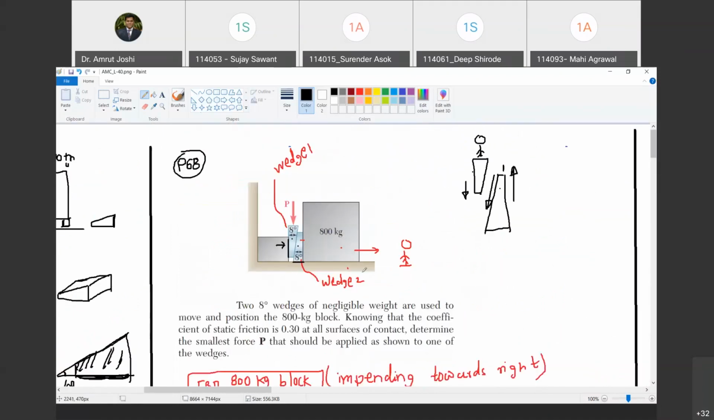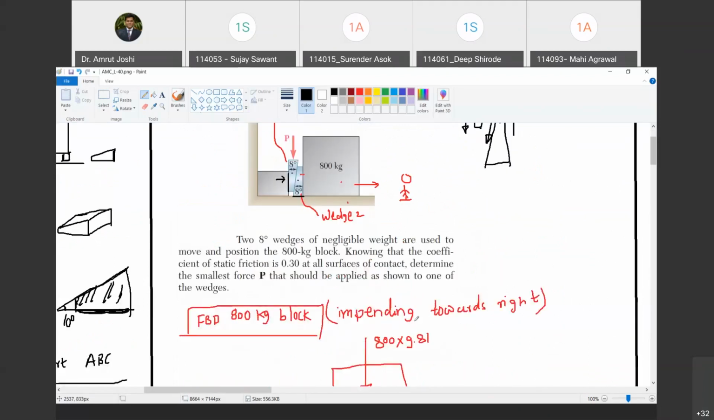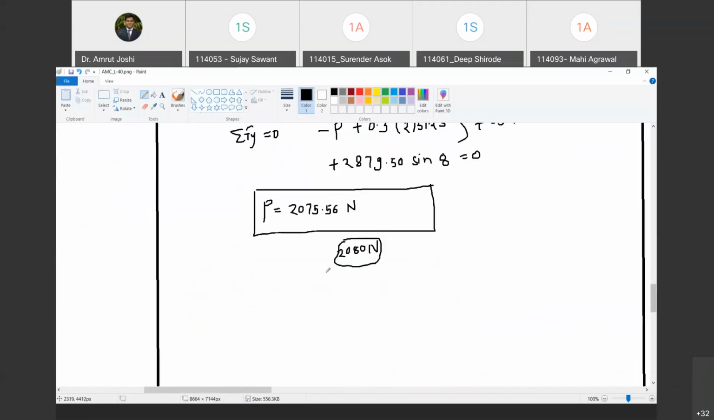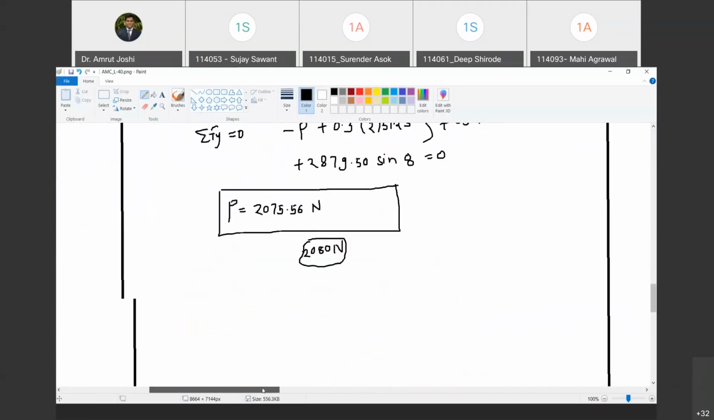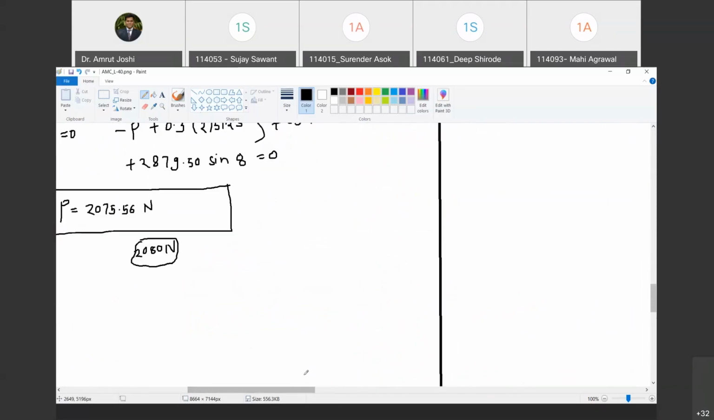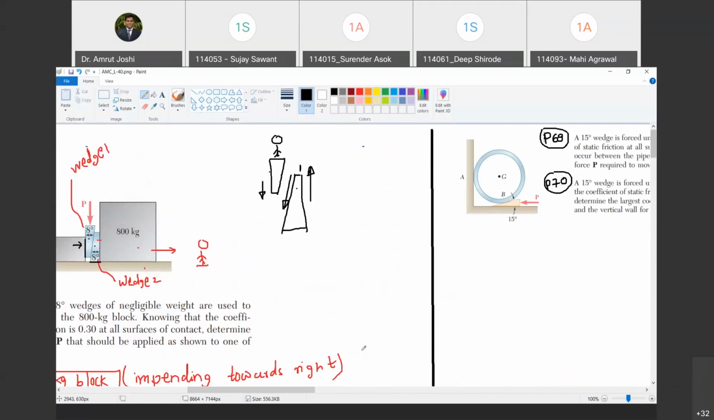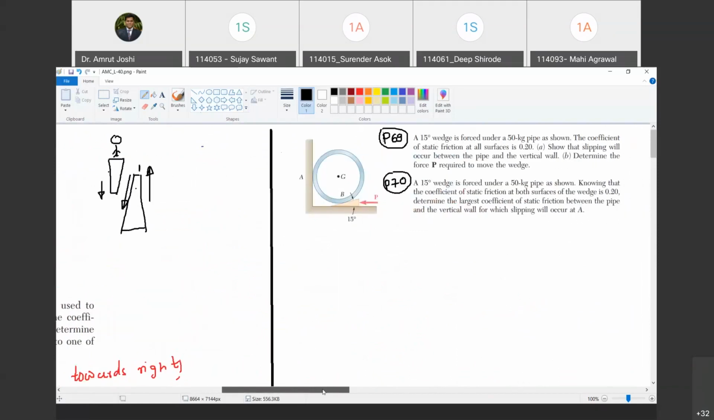Is it possible that they may have taken g as 10? So we will have to cross verify. Let us do that. But that's fair enough. So P is equal to 2075.56 Newton. Are you with me? Yes, sir. Now, let us go to the next set of problems.